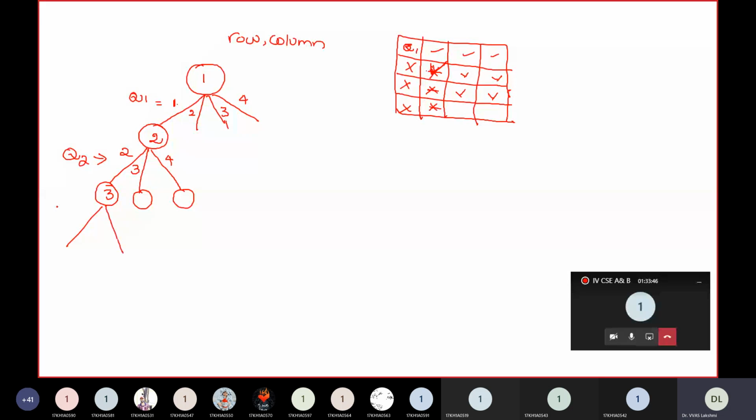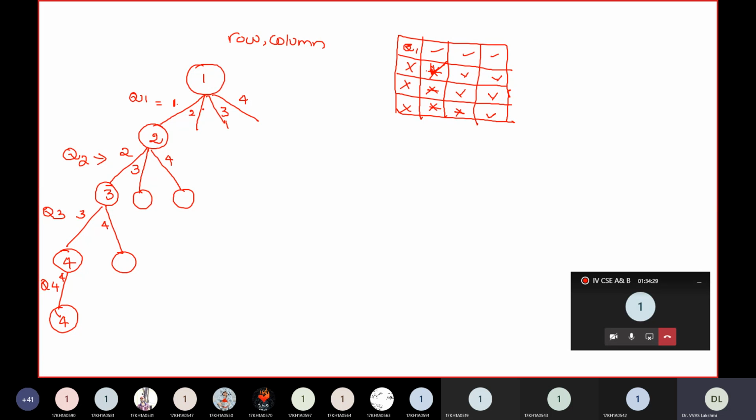So this level belongs to queen 3. Queen 3 is placed either in the third column or in the fourth column. Only these are the 2 chances. So this is the 4. Only one queen is left over here, that is queen 4. Whenever queen 3 is placed in the third column, there is no chance to place queen 4 in the third column. So here queen 4 we are going to place at the fourth column.